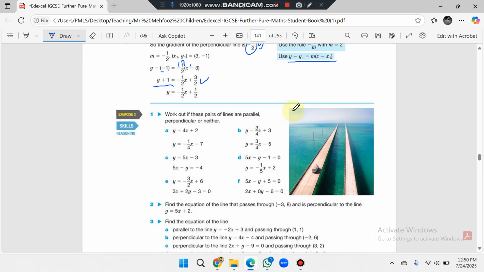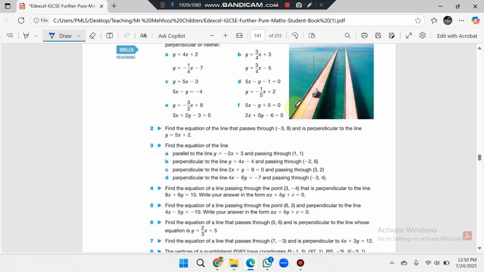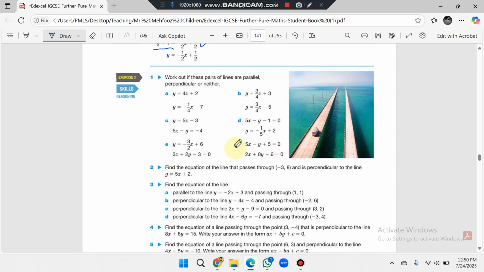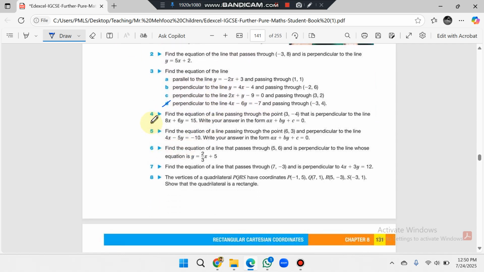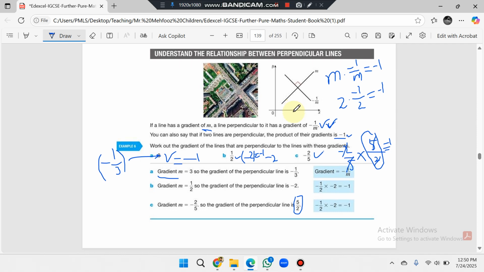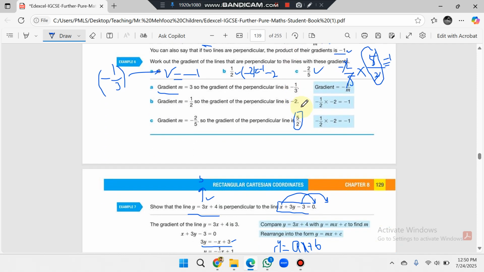Yes. Next is the exercise. Exercise 3 has a total of 8 questions. You have to do at least 4 questions from this exercise: part F, question number 3, and part D, questions number 4 and 5. So first of all, you have to do the examples. Secondly, you have to do these questions. Okay? Okay. Hurry up.